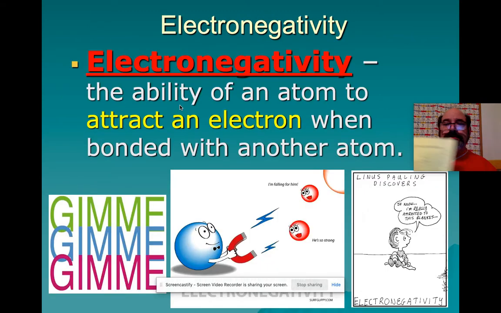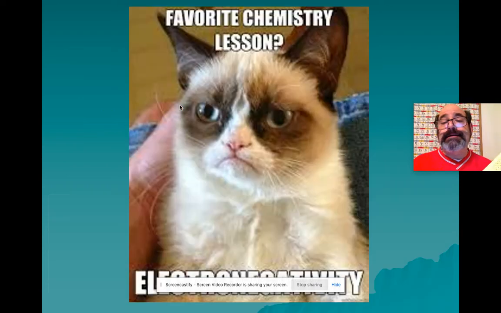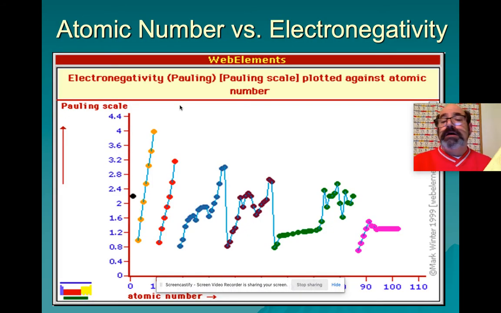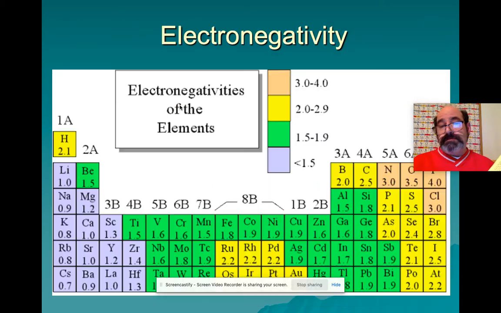Next, electronegativity. What the heck is that? Gimme, gimme, gimme. Gimme those electrons. I want electrons. Who wants the electrons the most? Well, let's take a look at a picture. Oh, gotta have the cat. Sourpuss. Favorite chemistry is electrochemistry. Graph it. There you go.